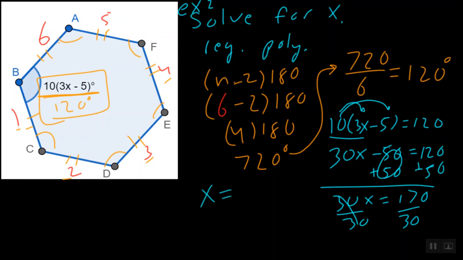X equals 170 divided by 30, which I'm no math teacher. My guess is 5.67. Let's try it out on the calculator. 170 divided by 30 is 17/3, or 5.67. Okay. We've now solved for x. That's it. That's all the problem's asking for.